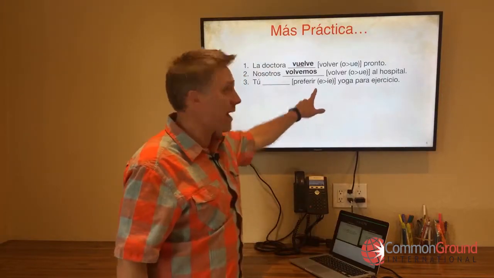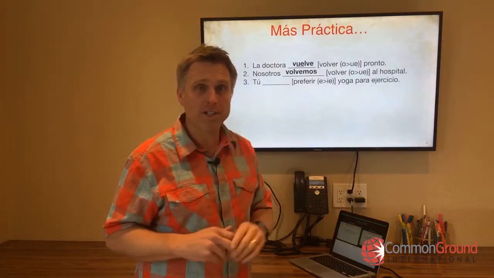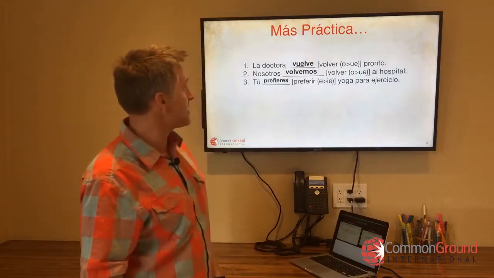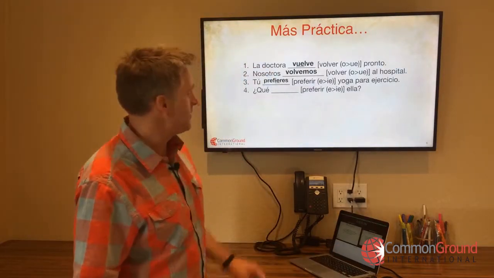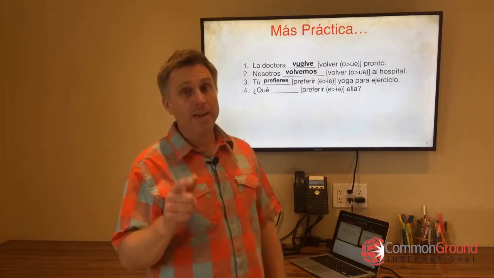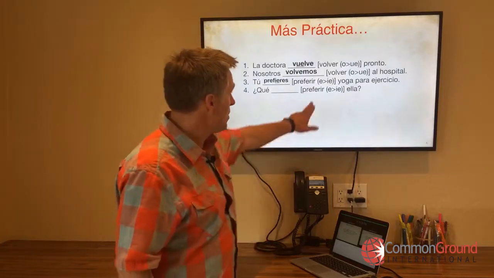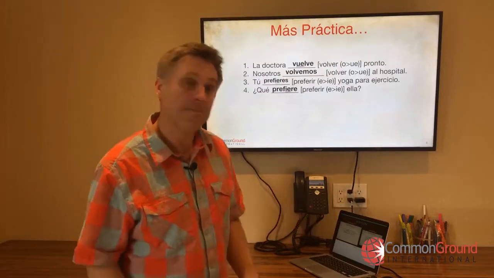Now, to form, IR ends in S. So that's the normal conjugation. So tú prefieres, you prefer yoga. Que, what does she prefer? Ella, the ella form, is going to end in just E. And so, stem change here. Que prefiere ella?